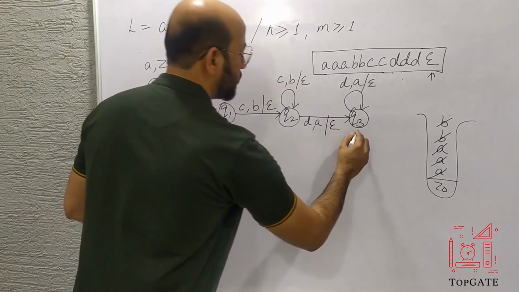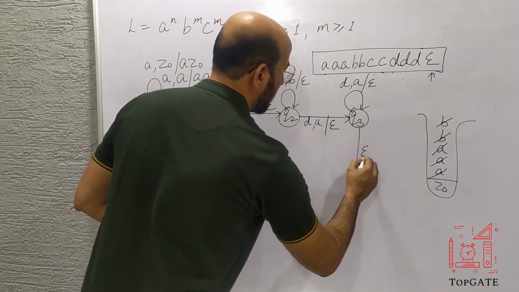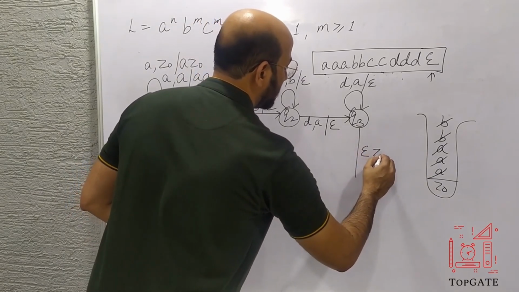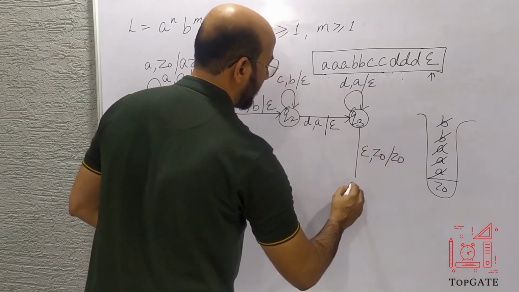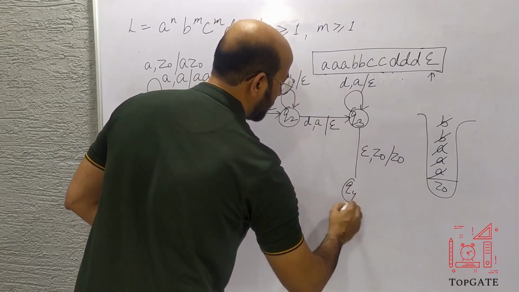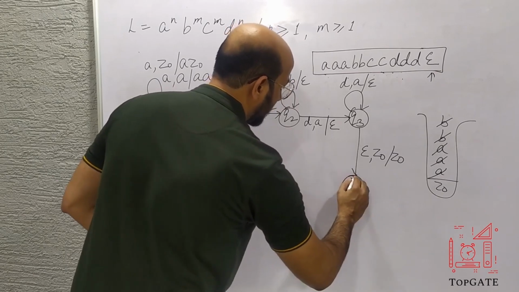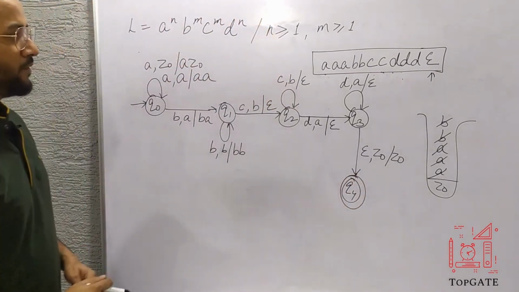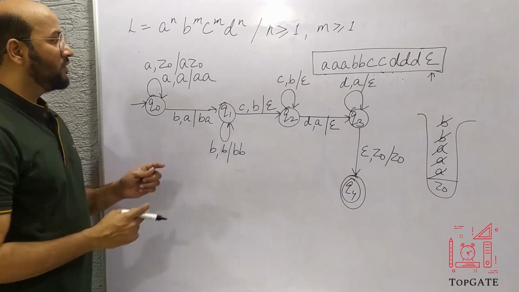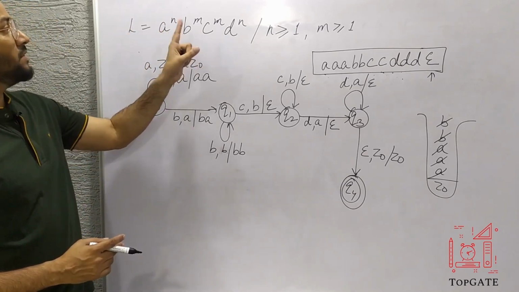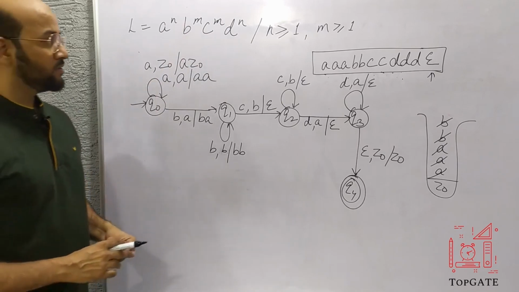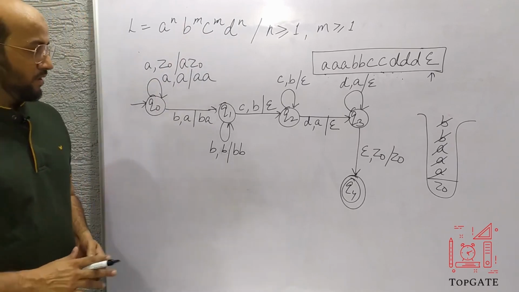Okay, so we are done. From here I'll take a move for epsilon, comma top stack element is Z0, and we are skipping it. We reach some state Q4, say it is a final, and we are done. So this is a PDA for the language L = a^n b^m c^m d^n. I hope you understood this one.